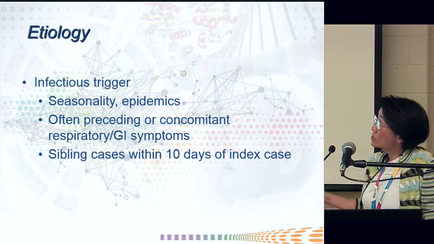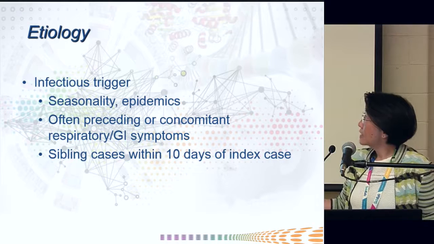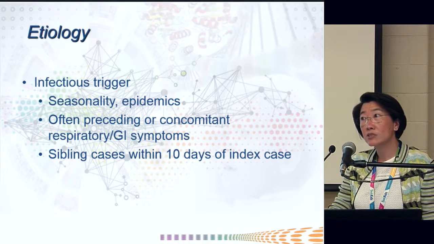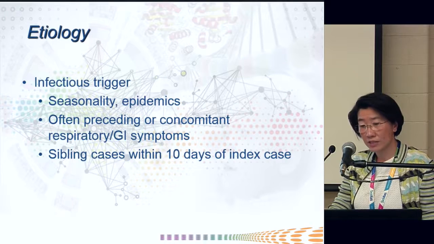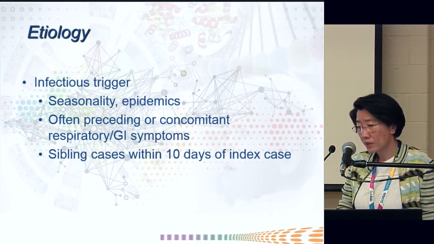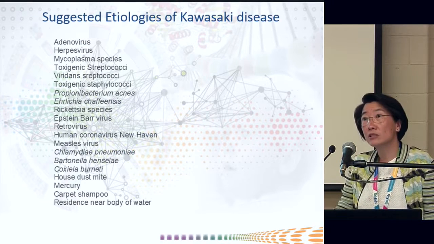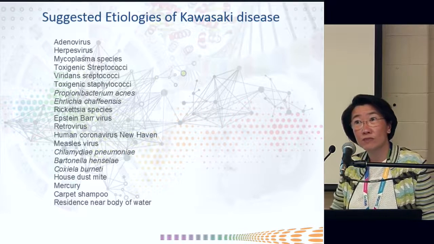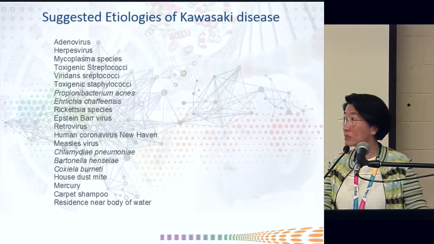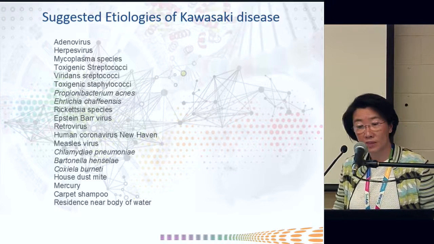And Kawasaki disease is often preceded by a snuffly nose or diarrhea, and kids and their siblings usually get a case of Kawasaki disease within 10 days of the index case, really pointing to the search for an infectious trigger. So everybody who's been in Kawasaki disease research has looked for infectious triggers. And you can see that it's a very long list of both viruses and bacteria that have been implicated in Kawasaki disease. But what's really interesting is that there hasn't been just one organism that's been found.